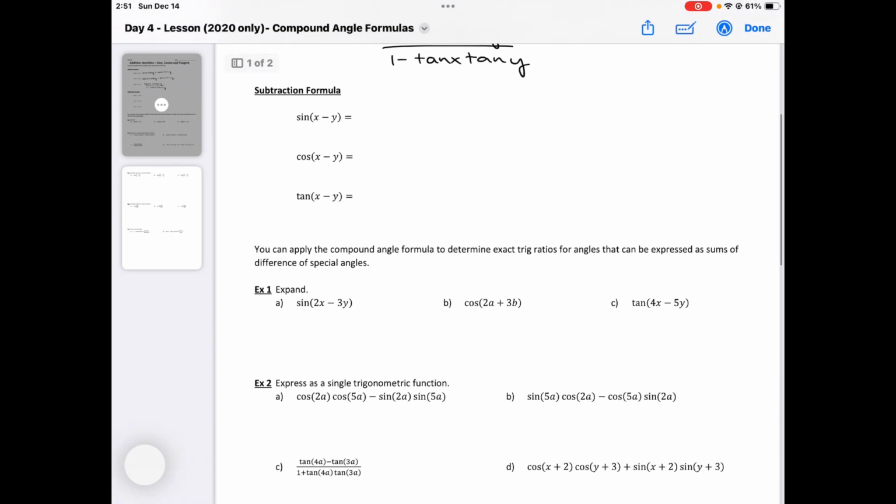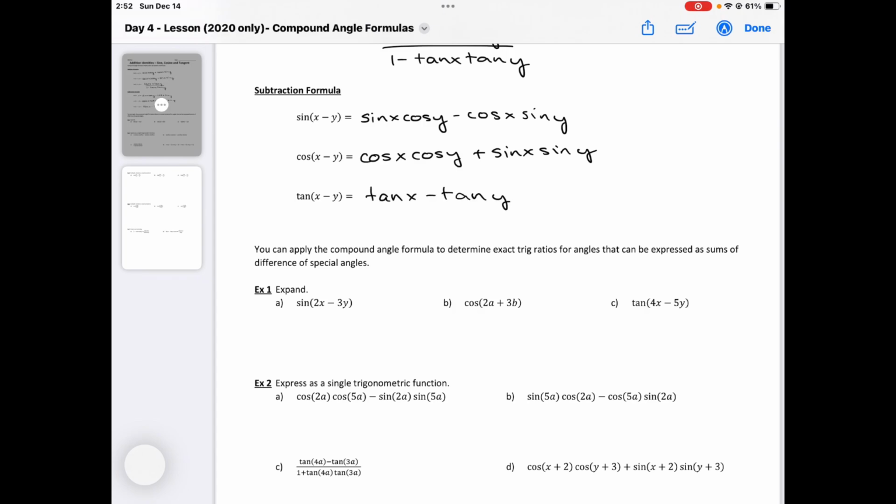The opposite of that are the subtraction formulas. So the sine version, we have sine x cos y minus cos x sine y. Cosine version is cos x cos y plus sine x sine y. And then the tan version, another fraction, tan x minus tan y, all over 1 plus tan x tan y.